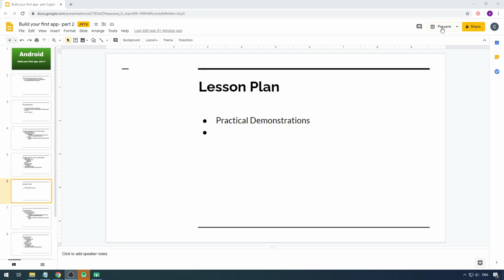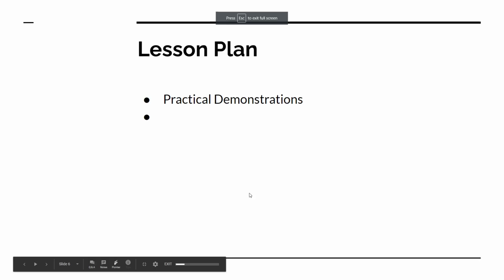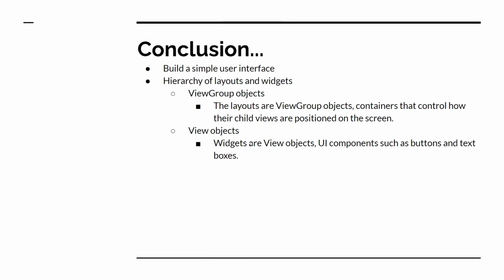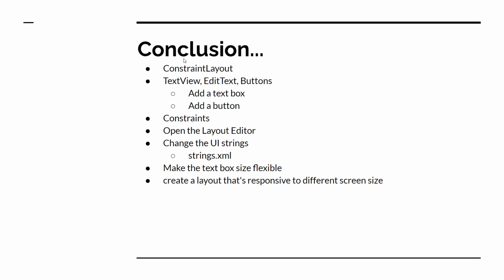So we completed the practical demonstration successfully. In conclusion, you learned how to develop a simple interface. You learned about the hierarchy of layouts, view groups, and view objects. You saw that containers are view groups, and widgets such as buttons and text boxes are view objects. You learned about constraint layout. Everything is inside that, and inside that you created text boxes and buttons. You added constraints by dragging.